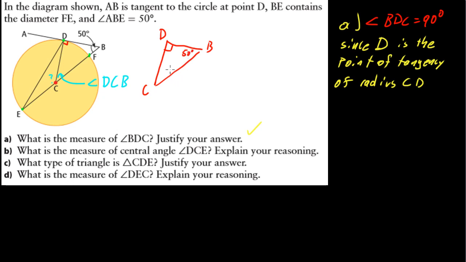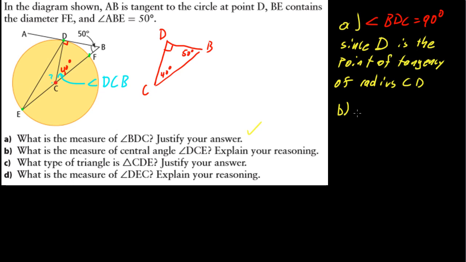Well, we know that triangles have to add up to be 180 degrees. So if we add up 90 and 50, we're going to get 140. And if we subtract that from 180, we're going to see that this is going to be 40 degrees. So inside here, we actually have 40 degrees. But due to angle DCE being supplementary, we know that we can take 180 and subtract it from 40.